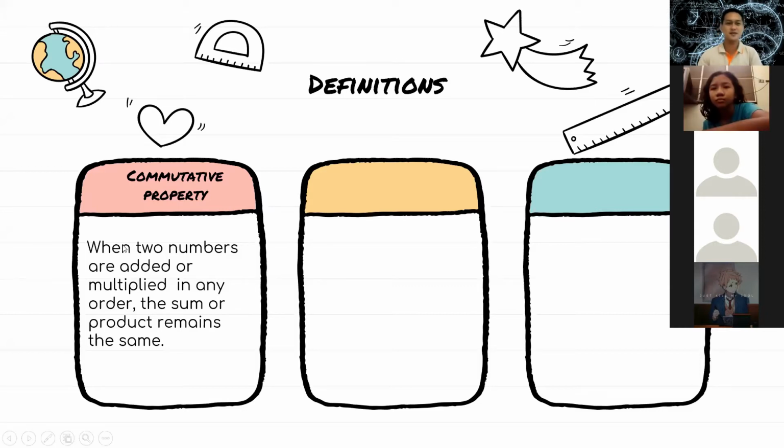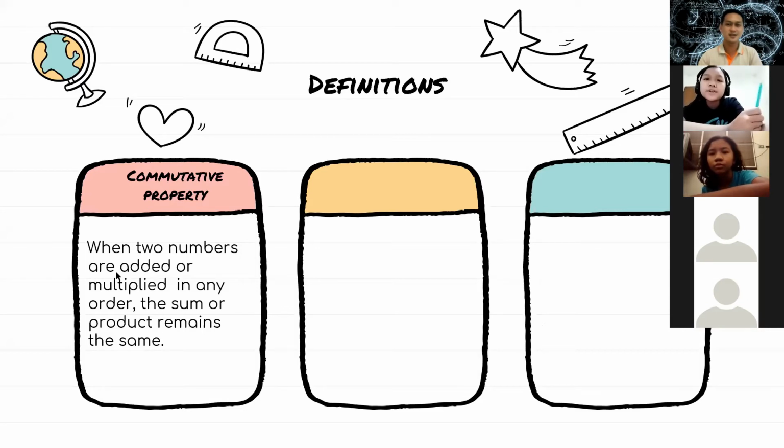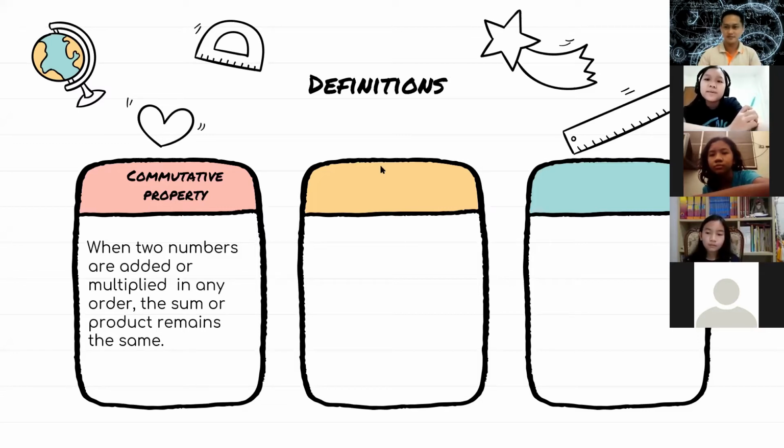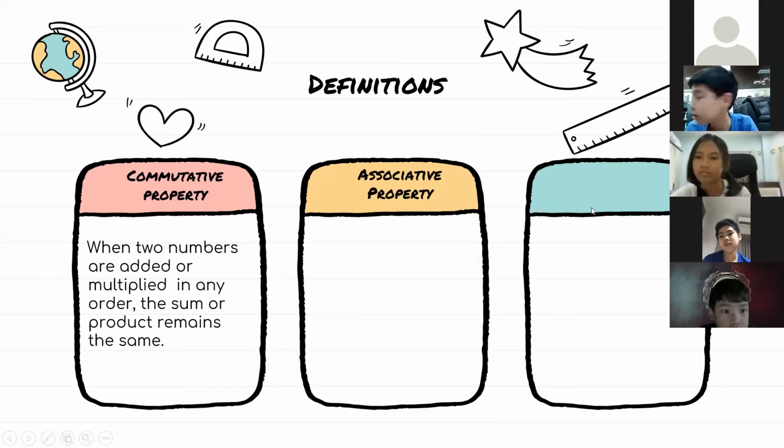Can you read the meaning of commutative property all together? Ready? 1, 2, 3. When two numbers are added or multiplied in any order, the sum or product remains the same. Okay. Next, we have the associative property.